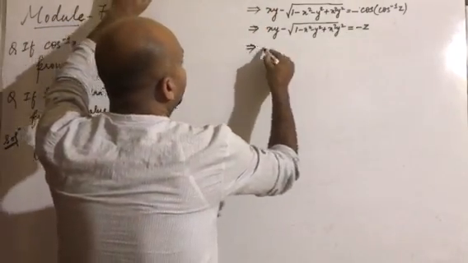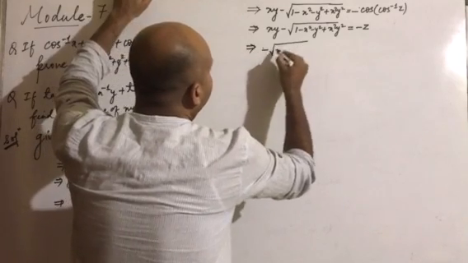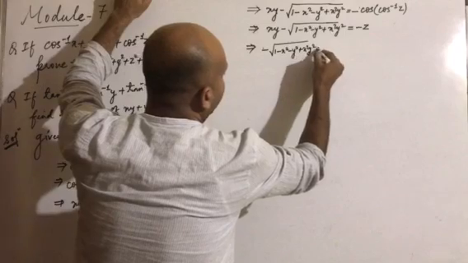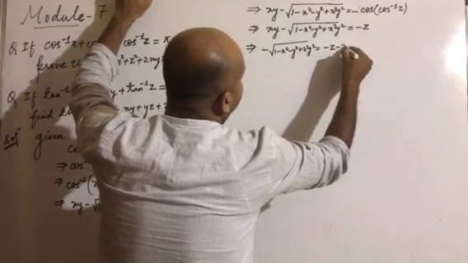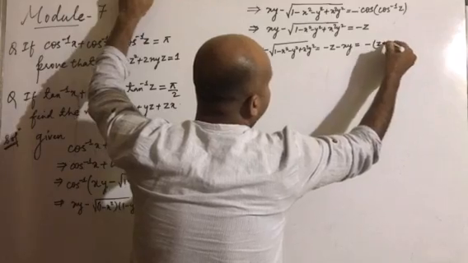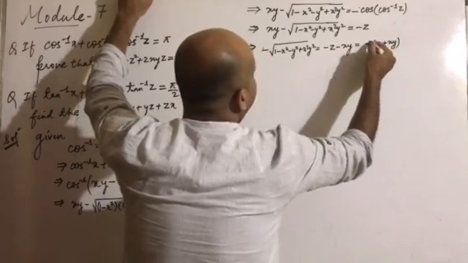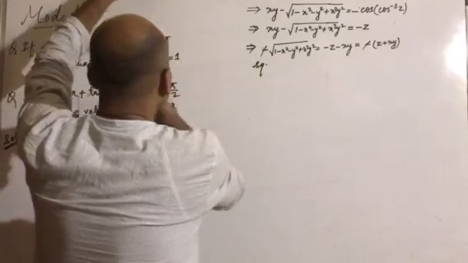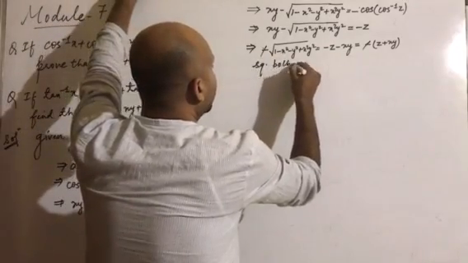So what I can write here is minus root under of 1 minus x square minus y square plus x square y square is equal to minus z minus xy. So children, I can do one thing, minus can be taken common here, so this will become z plus xy. So this minus and this minus can be cancelled, and in the next line I can write a statement: squaring both sides. So what I am doing is squaring both sides.